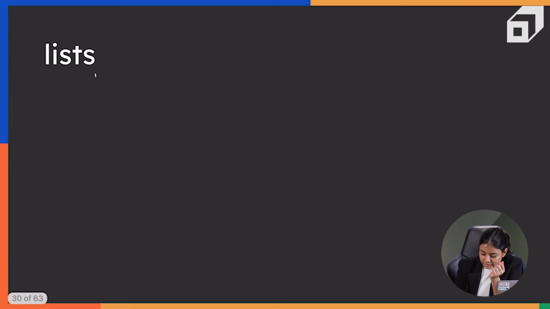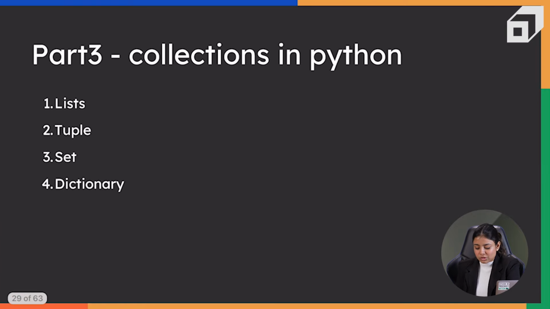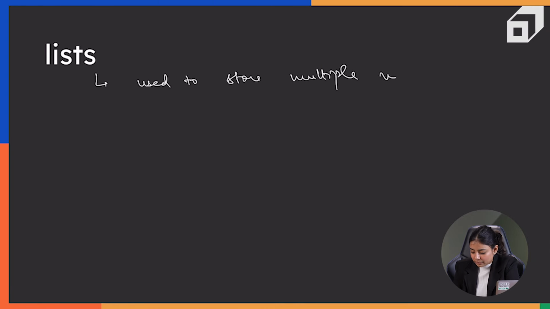Now a list is used to store multiple values, and there are some attributes of every data structure that you need to remember. If you do that, you will be good to go. So all of these collections in Python are used to store multiple values. But what are some attributes that make them different from the others?